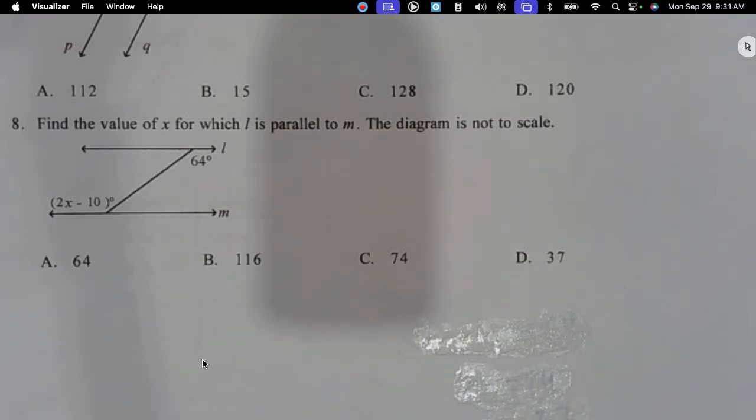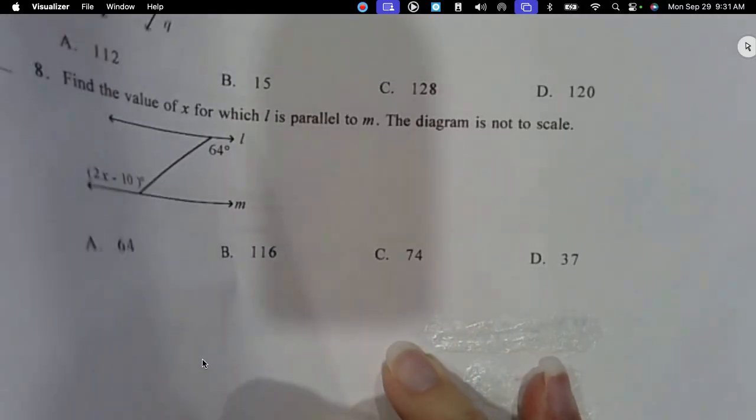I can't erase that fast, sorry. Okay, just a couple more. Two more.